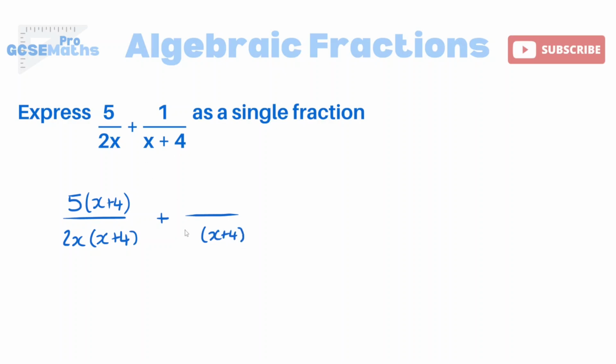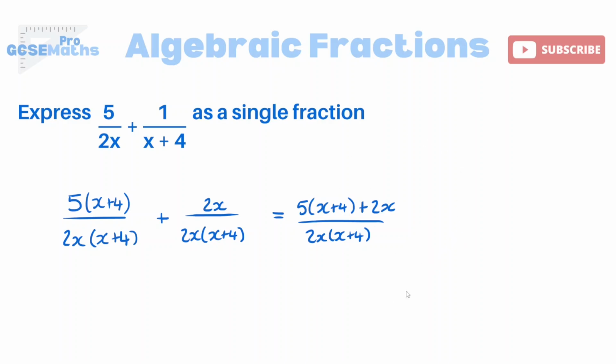I need to multiply that one by 2x. So the numerator, I also need to times by 2x. Given that it's already 1, I'm just going to write 2x here. Again, if I were to cancel it out, I would get the same fraction left over. Now they have common denominators I can just add across in the numerator. So we've got 5 brackets x plus 4 plus 2x as the numerator over 2x brackets x plus 4 in the denominator. So I've expressed it as a single fraction.